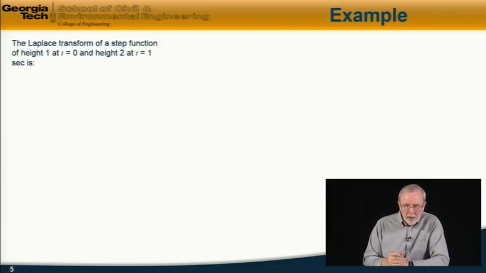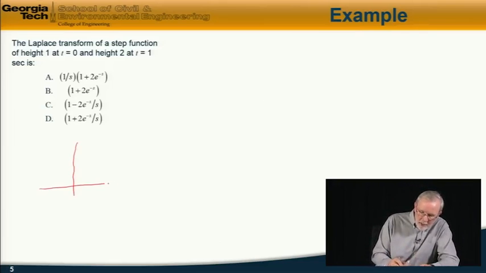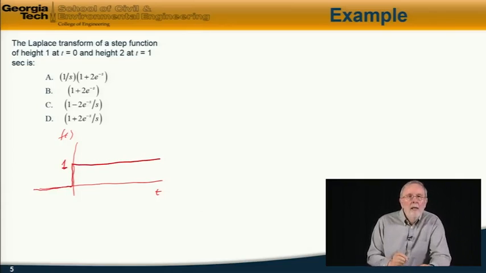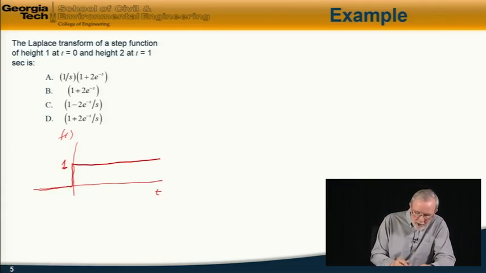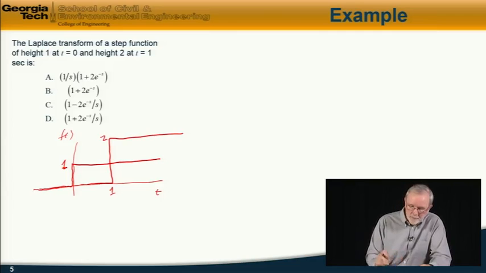Next, we'll do the Laplace transform of a step function of height 1 at t equals 0 and a step function of height 2 at t equals 1 second. Which of these is it? So here's the situation. We have here function of time versus time. So we have a step function of height 1, first of all, at the origin, and then a second step function of height 2, displaced a horizontal distance of t equals 1 second. What is the Laplace transform of that combined function?